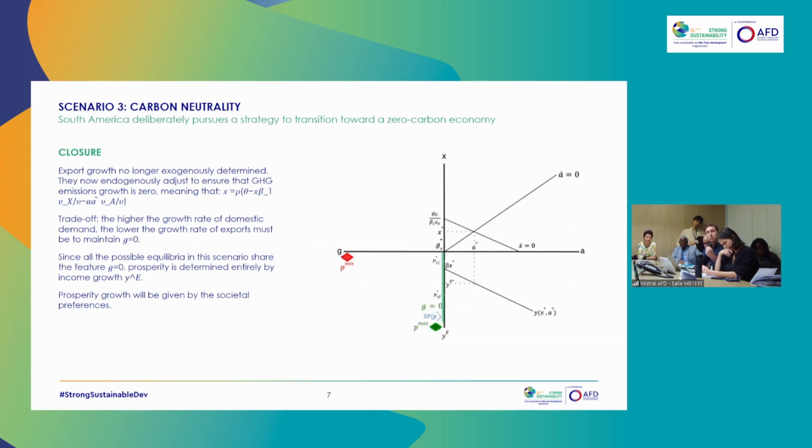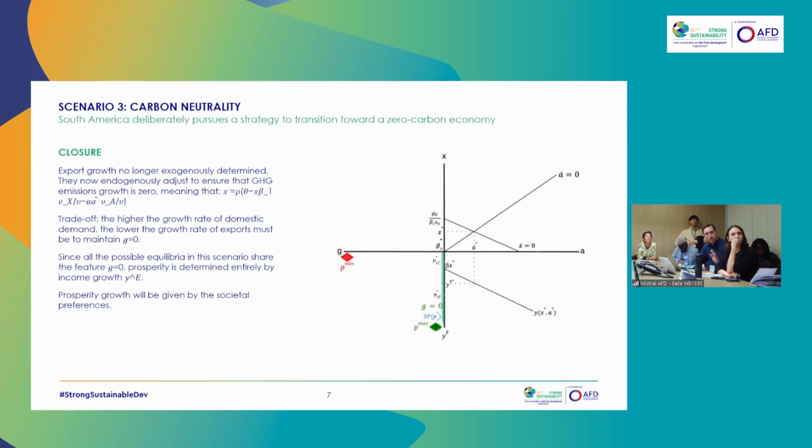Of course, the implication of this is that the growth rate of exports will be necessarily lower, and therefore the growth rate of income will be lower. So the external constraint will be more binding in the case of a self-imposed carbon neutrality goal.